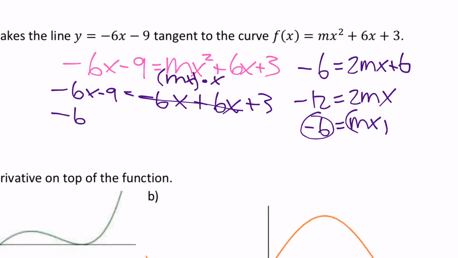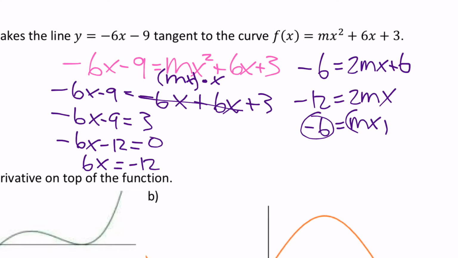So negative 6x minus 9 equals 3, which means let's subtract 3 from both sides. So negative 6x minus 9 minus 3 is minus 12 equals 0. So 6x has to equal negative 12. So x has to equal negative 2, which is totally not my answer.